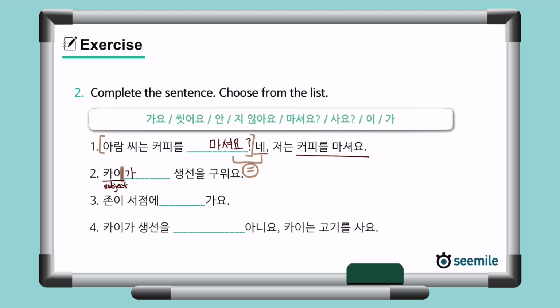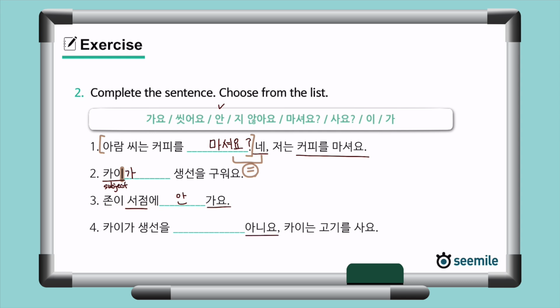Number 3. 존이 서점에 가요. We see the word bookstore and the verb to go. 안 out of the list is the most appropriate word to be placed in the blank. So the purpose of 안 is to make the sentence negative, and it's placed before the verb of a sentence. 존이 서점에 안 가요.